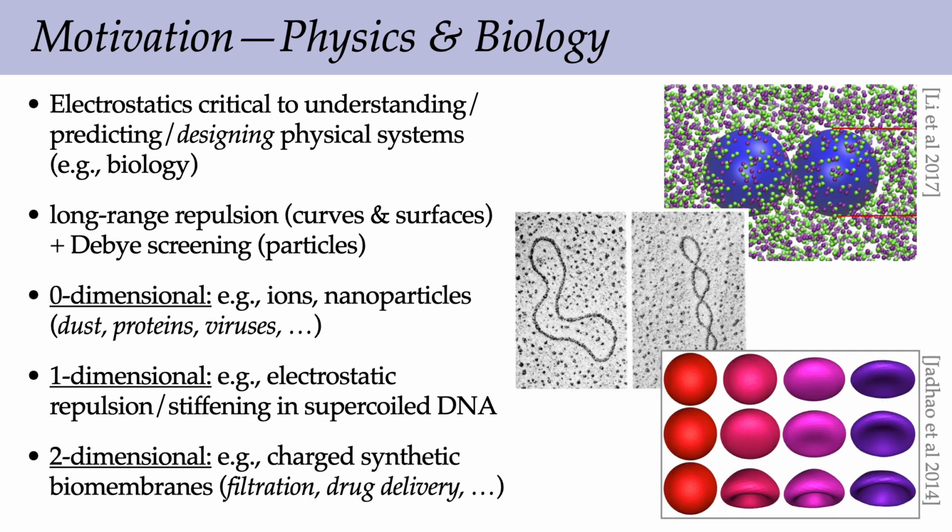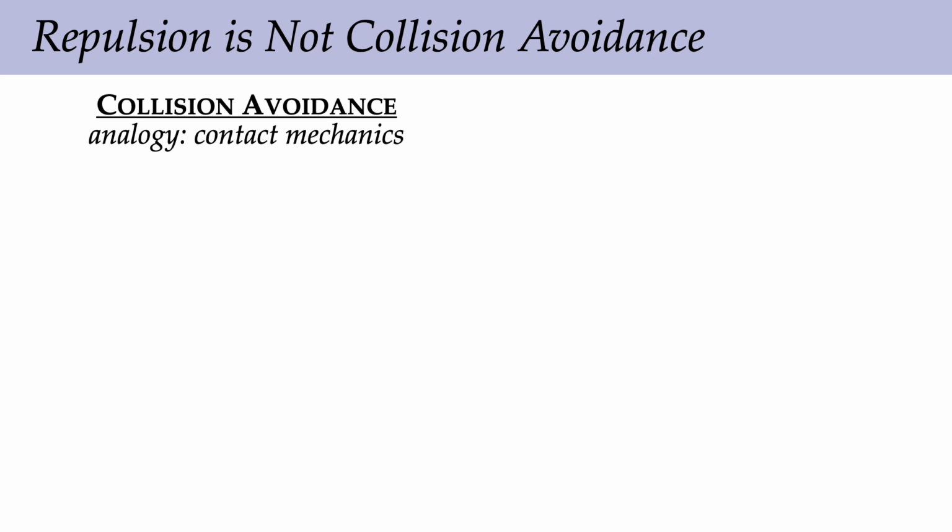And you have two-dimensional phenomena, for instance, synthetic biomembranes, which might be used for water filtration or drug delivery or all sorts of other interesting things. Now, it's really important to make a clear distinction between repulsion and collision avoidance, which is also sometimes handled using potential functions. But computationally, these are very different problems. Okay, so the right mindset for collision avoidance is contact mechanics.